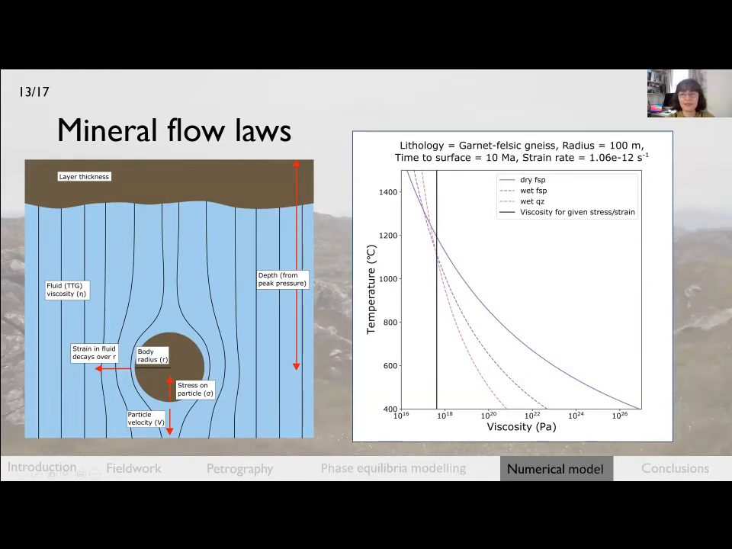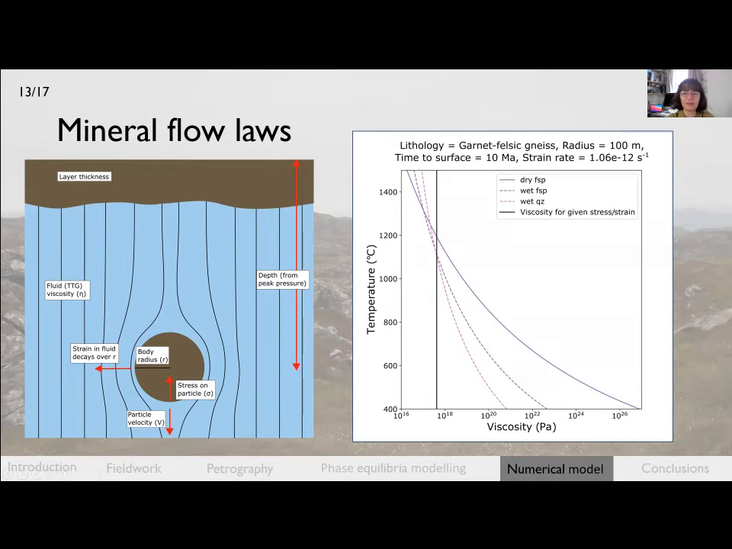We have to choose a lithology, which sets the density difference between particle and fluid. We also choose a particle radius and an event duration, which will set particle velocity. From Stokes' settling law, we then obtain the fluid viscosity that would be required for the particle to sagduct. This viscosity is the black line on the graph.